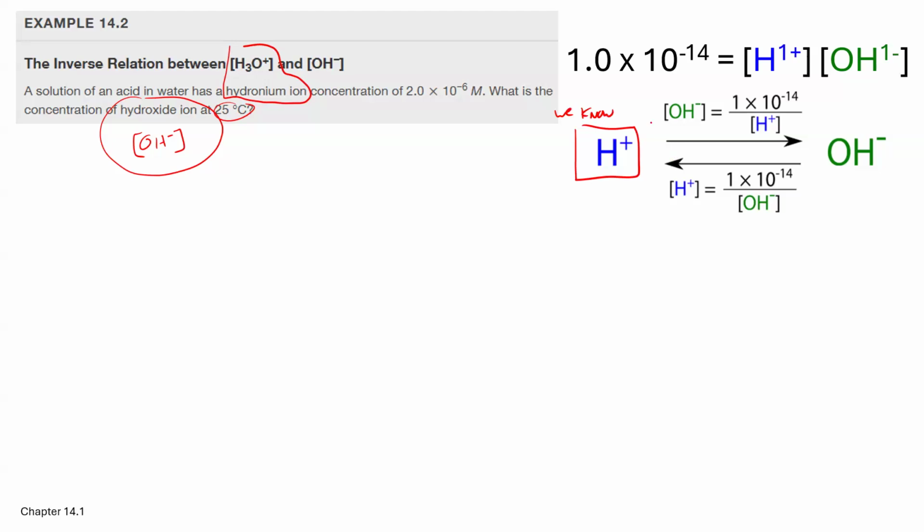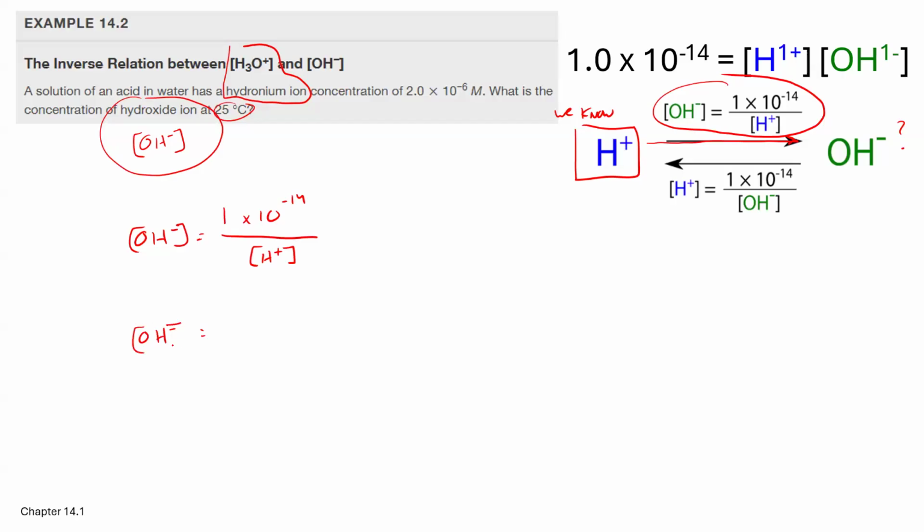We know this, right? So what we're going to do is we're going to go this way. And because we're going this way, we're going to use this equation. I'm going to rewrite this: OH minus equals 1 times 10 to the negative 14 divided by the hydronium, or the H plus, right? So we're going to fill that in. We're basically just substituting one number.